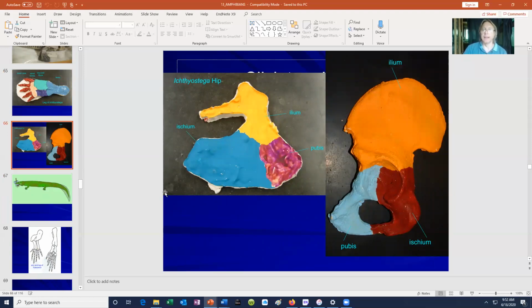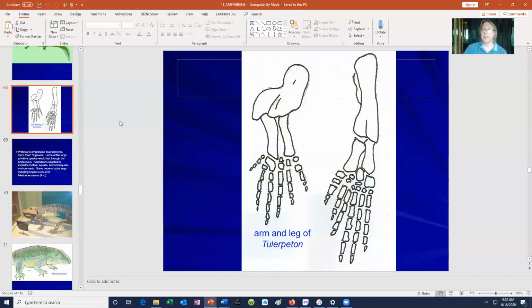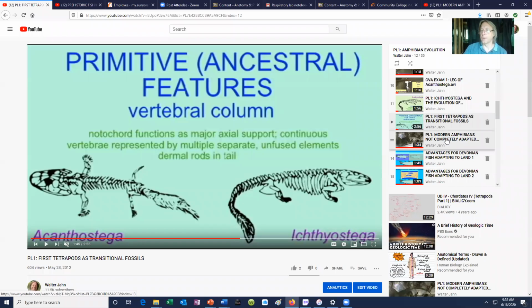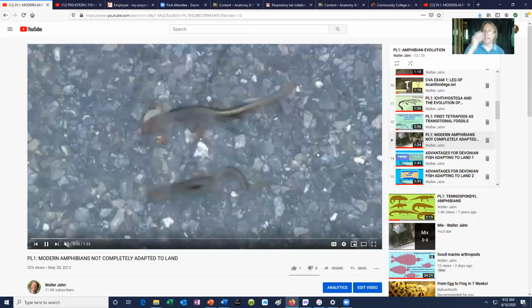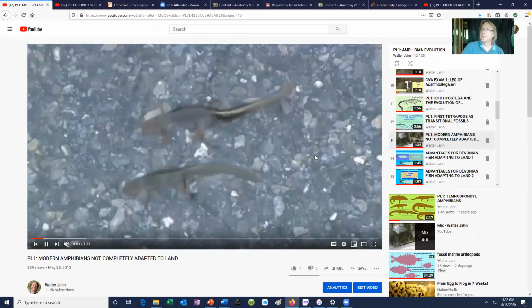Ichthyostega had an ilium, an ischium, and a pubis, as do human hips, and it took the amphibians a while to change the number of digits to 5. So Tulerpeton, for example, had 6 fingers and toes. Okay, so the adaptation to land was gradual. Not only did fish gradually adapt to land, so the Sarcopterygian fish spent tens of millions of years gradually adapting to land, but the first amphibians were not completely adapted to land.